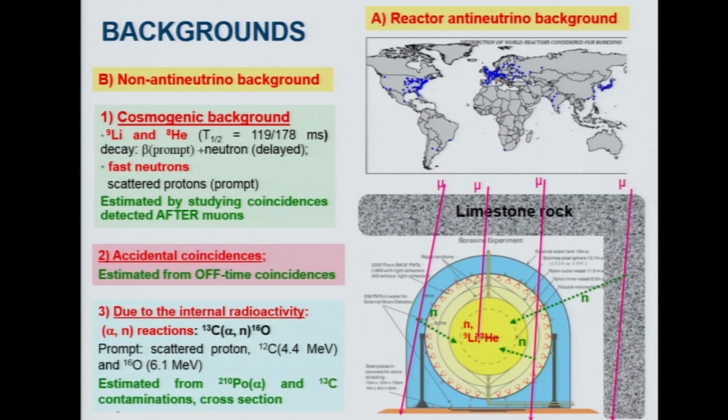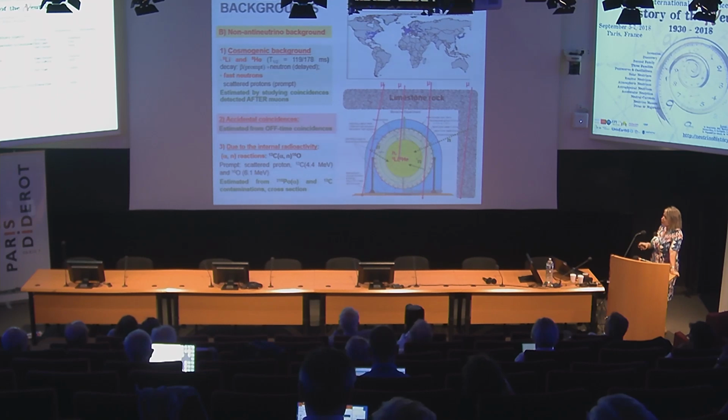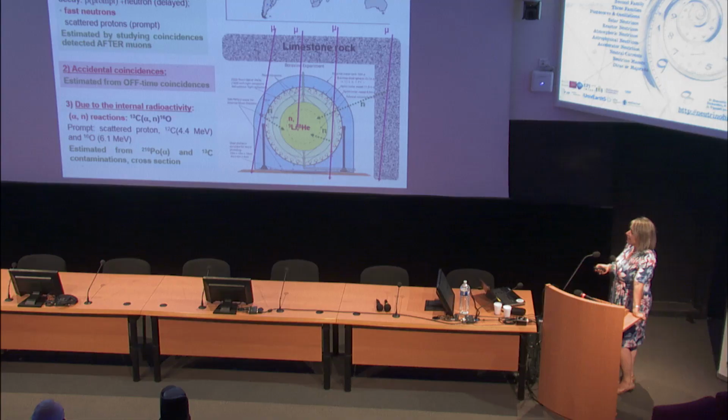The main background to geoneutrinos are, of course, reactor antineutrinos. And among the main non-antineutrino backgrounds are cosmogenic backgrounds, in particular the lithium and helium isotopes, which decay via beta-n. Also, fast neutrons could be a problem in shallower experiments. Accidental coincidences, and also (alpha, n) reactions, especially if the liquid scintillator detector is contaminated by polonium-210, which is then the source of alphas.